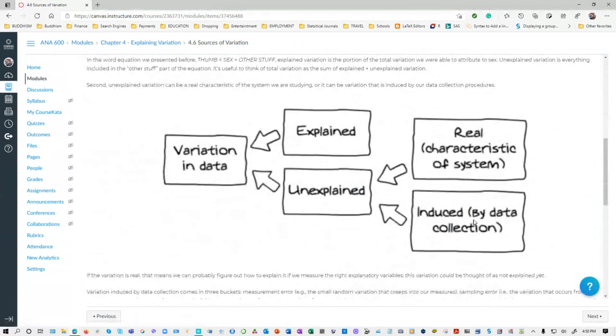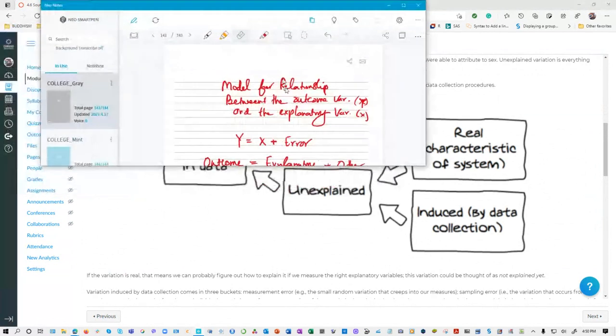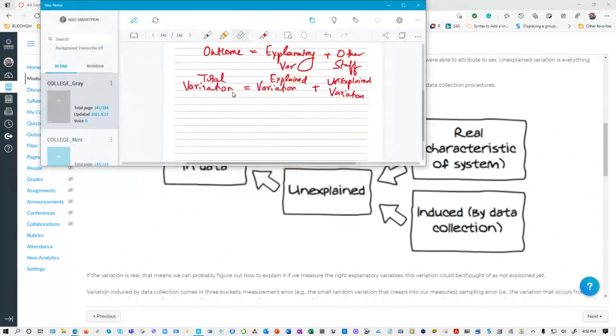Explained and unexplained. Again, explained and unexplained variation you can see as real because of the characteristics of the system and induced by the data collection. See? So this one again is due to two types. One is called the real characteristics of the system.